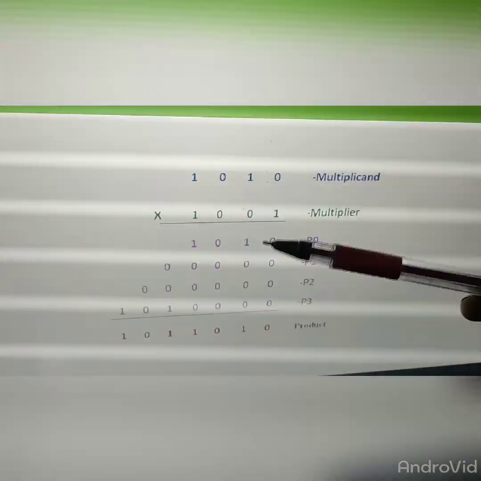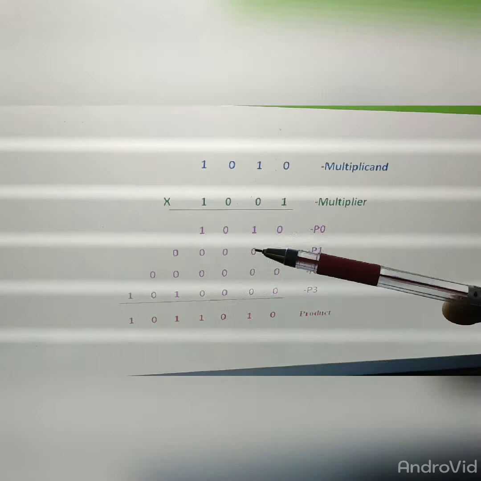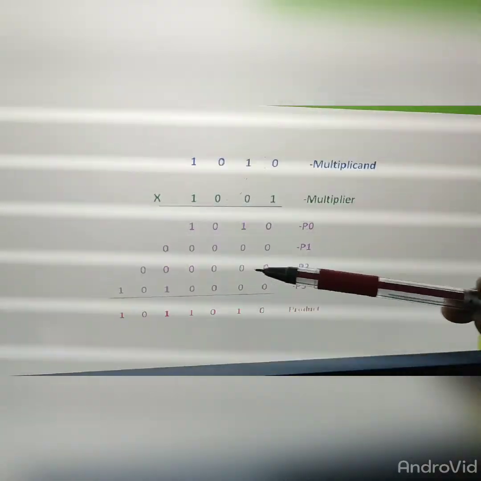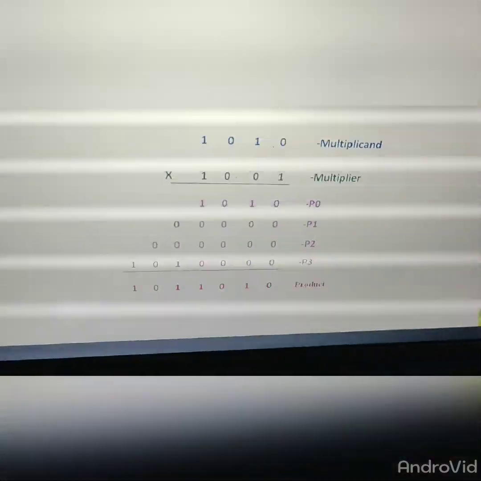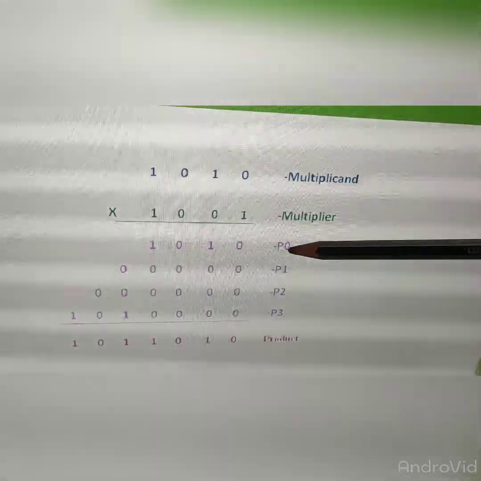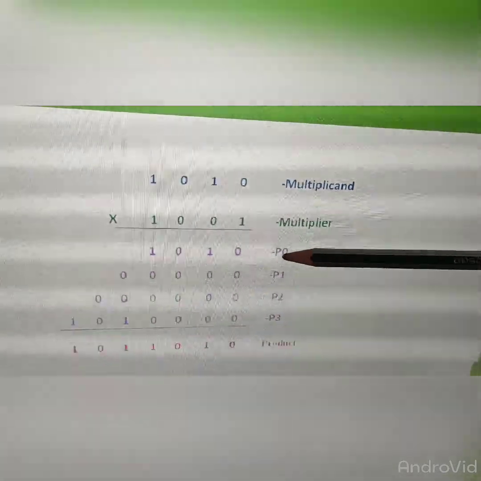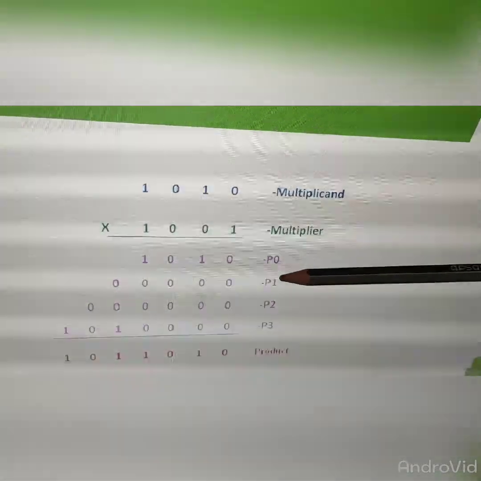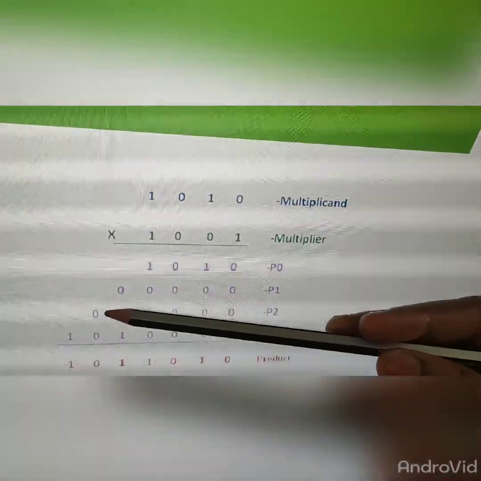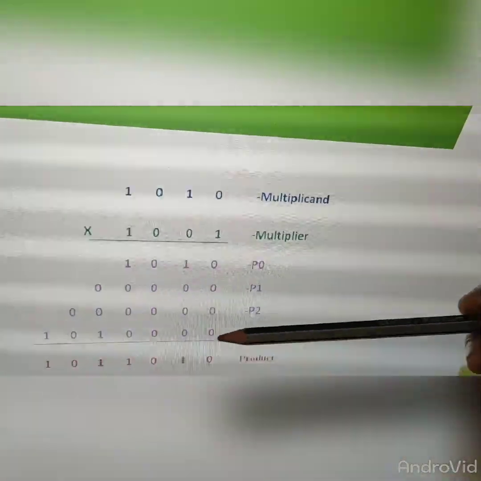So these are the partial products generated by the system. This shifting operation is done by the shift register. That's why these empty values are filled with zeros. The generated partial products are denoted by P0, P1, P2 and P3. P0 has 4 bits of value, P1 has 5 bits of value, P2 has 6 bits of value and P3 has 7 bits of value.